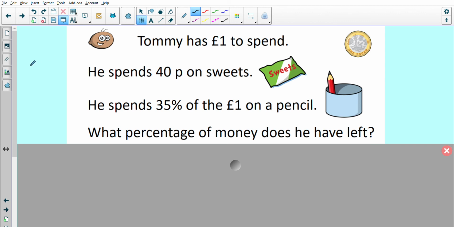Tommy has £1 to spend. He spends 40p on sweets. He spends 35% of the £1, the same pound, on a pencil. What percentage of money does he have left? Have a think about that and pause when you're ready to hear the solution.